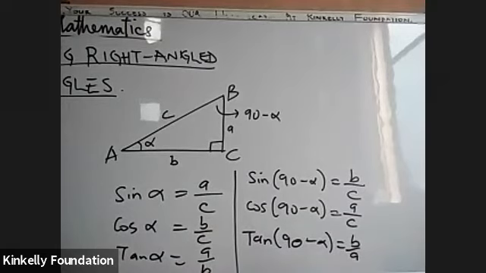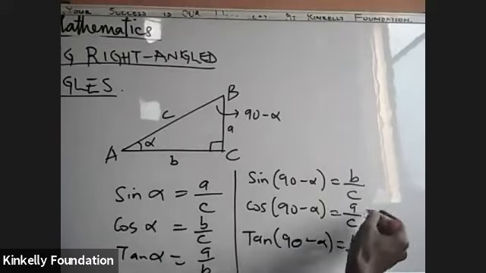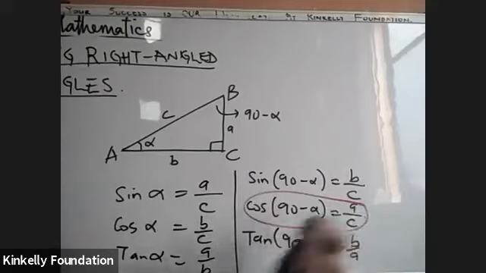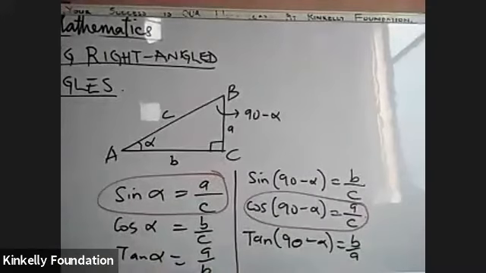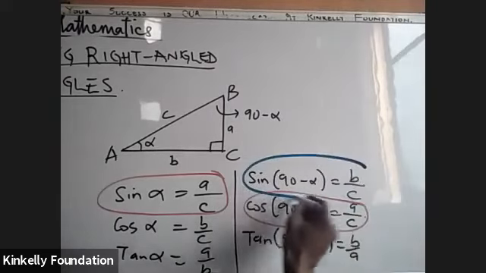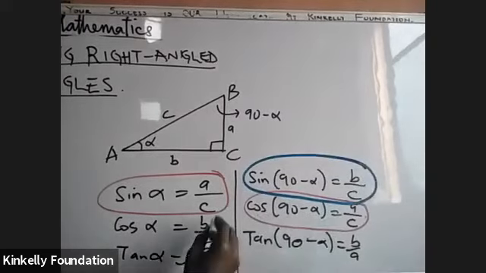Now, looking at this, there are ones that are equal to this in ratio. What do you notice? That cos 90 minus alpha is the same thing as sine alpha. And we also have here that this one is equal to this.